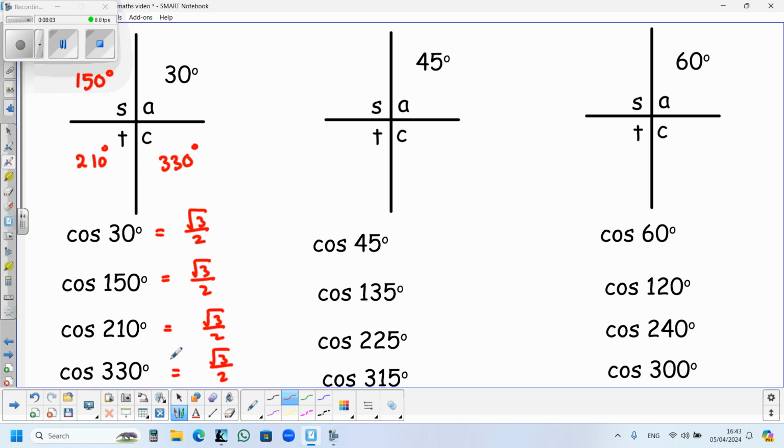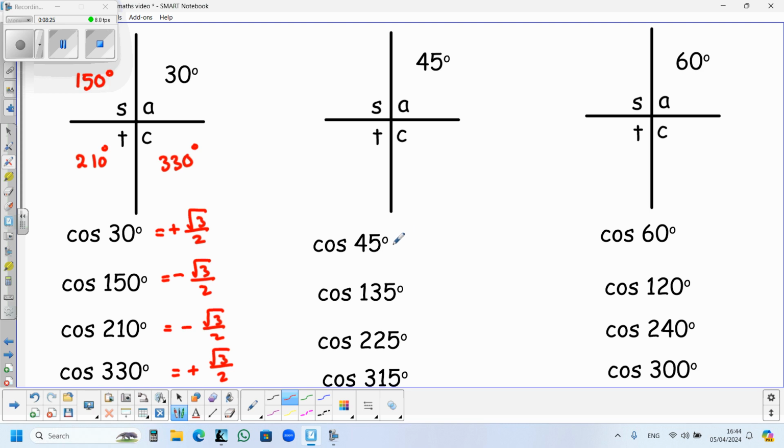But I want to know which ones are positive and which ones are negative, because there'll always be 2 that are positive, there'll always be 2 that are negative. So we're talking about cos this time. So where is cos positive? In quadrant 1 and quadrant 4. So that one's positive and that one's positive, and it means the other 2 are negative. Now I've put wee plus signs in there, you obviously don't need them.